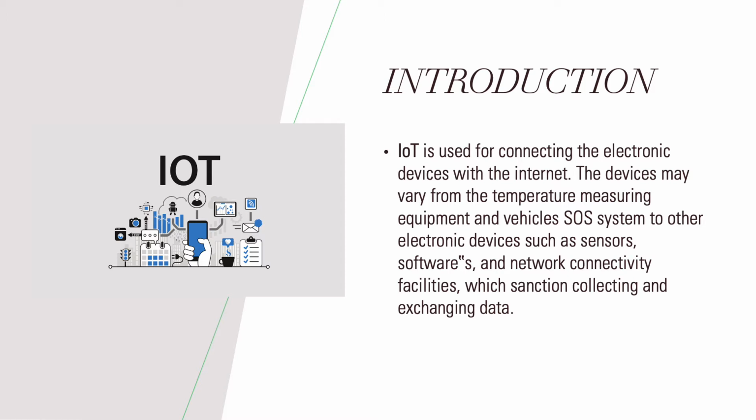Introduction parts about the general about IoT. IoT is used for the connection of the electronic devices with the internet. The devices may vary from the temperature measuring equipment and vehicle assist systems to other electronic devices such as sensors, softwares, and network connectivity facilities, which sanction collecting and exchanging data.